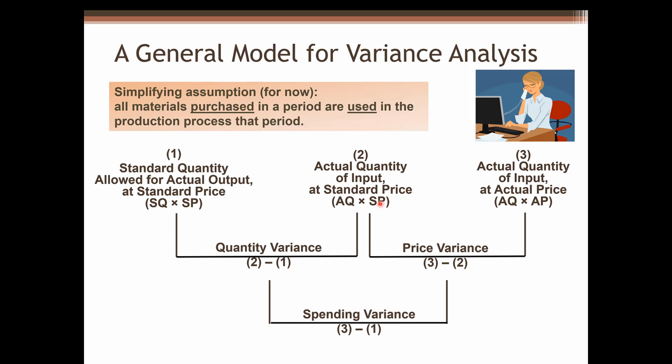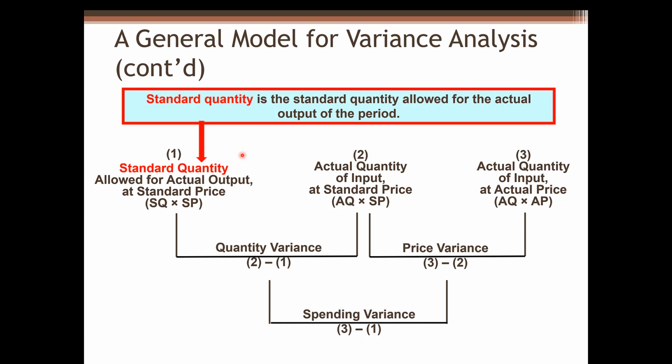Now we create column 2, actual quantity of input at standard price. This is to decompose spending variance into quantity variance and price variance. Let's first explain these terms and then do the calculation.